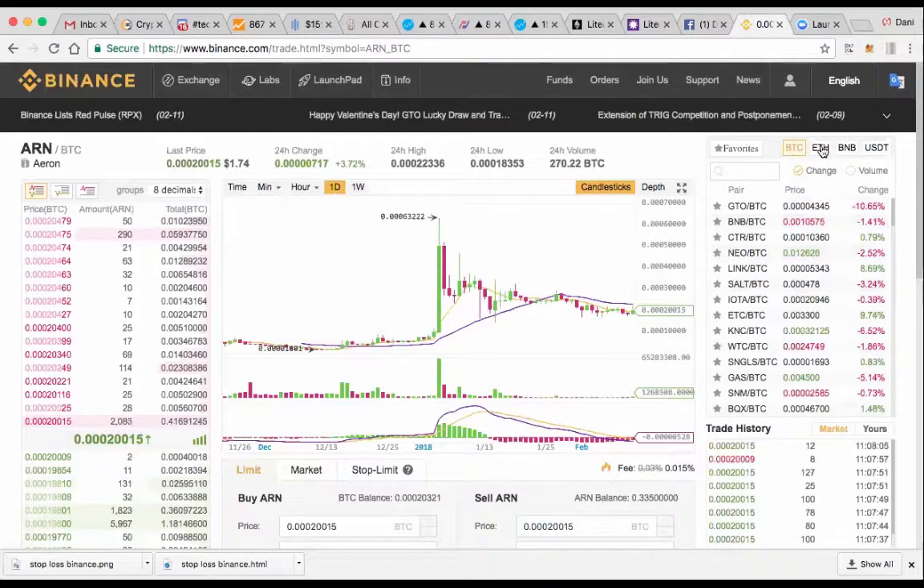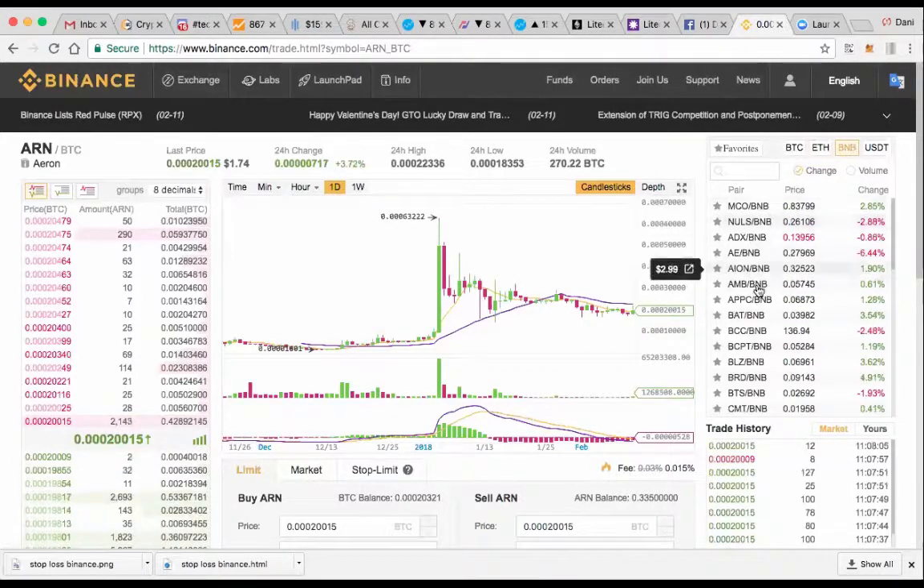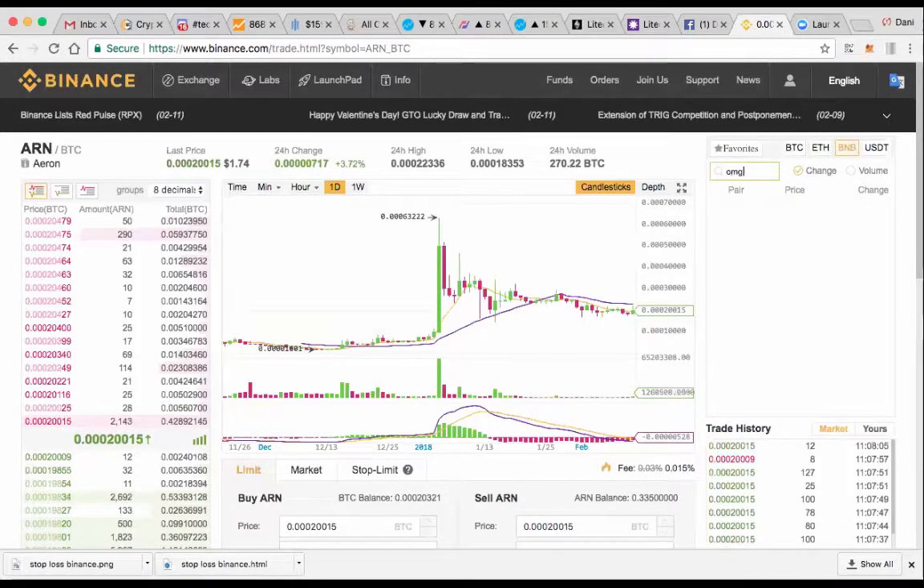If I wanted to trade with Ethereum, I could go over here. If I want to buy and sell with Ethereum, or trade with Binance coin, I can go over here and click on Binance, and it highlights all the markets that are available. I can scroll down, or if I know the ticker, I can type it in here and look it up. OMG is not available with BNB coin. Is NEO available? Whoops. NEO is available with BNB coin. And if you trade with Binance coin, you get a 50% discount on the fees.